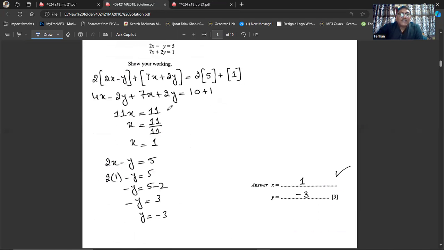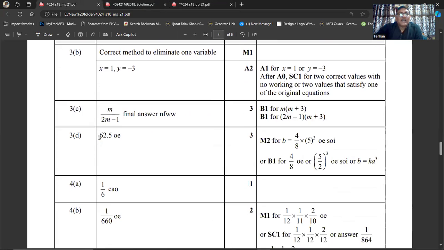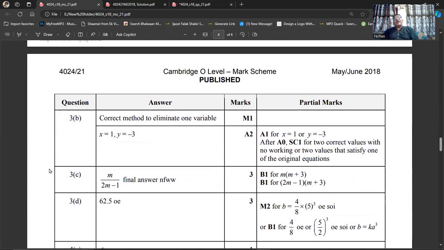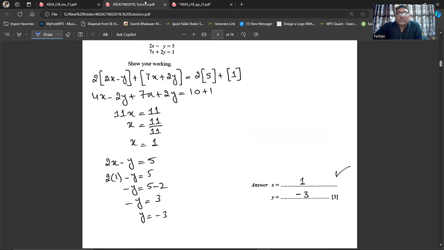So let me reduce the size so you can see the whole question. And hopefully you can see it. x is 1 and y is minus 3. So the x is 1 and the y value is minus 3. So this is how you do it. This is my solution. If you want to take more time, you can pause the video.